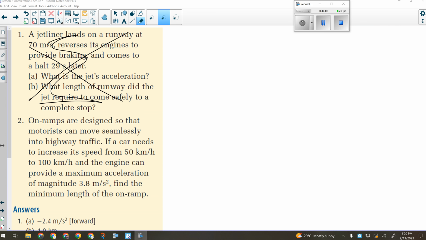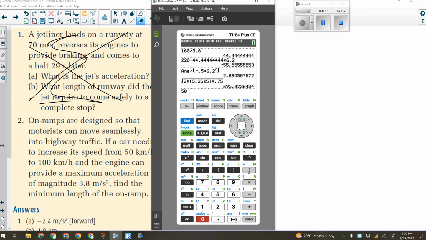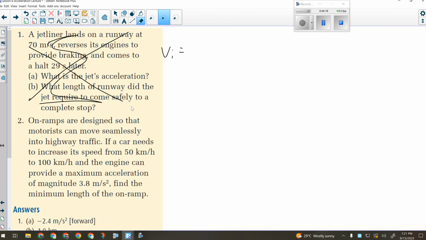So we are going to increase our speed from 50 kilometers per hour to 100 kilometers per hour. So VI, 50 kilometers an hour in meters per second: 50 divided by 3.6 is 13.8 repeating. And we know that this one is 27.7 repeating because we already did that one a little while ago. The maximum acceleration is 3.8 meters per second squared, which is somehow faster than the Corvette question we just did. What advantage do you get on an on-ramp?